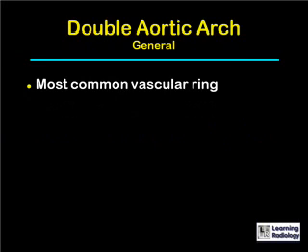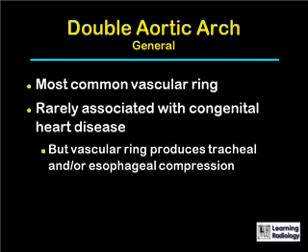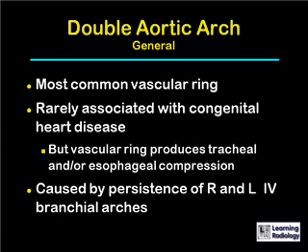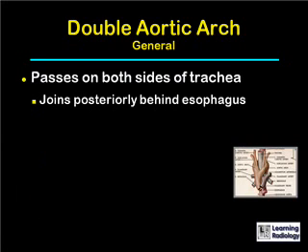In general, a double aortic arch is the most common vascular ring. It is rarely associated with congenital heart disease, but the vascular ring produces tracheal and/or esophageal compression. It's caused by persistence of the right and left fourth branchial arches. The double aortic arch passes on both sides of the trachea and joins posteriorly behind the esophagus.